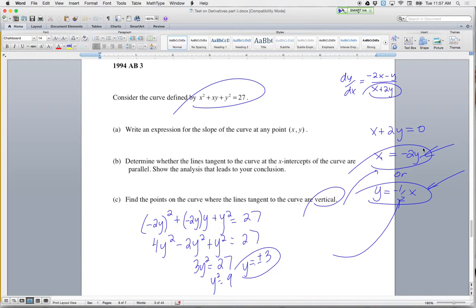Now what are the x values going to end up being? It'd be negative 2 times 3, and negative 2 times negative 3. So you're going to get negative 6 and 6, and make sure they match up. The negative 6 goes with the what? That's the final point. It's negative 6 comma 3, and then it's 6 comma negative 3.